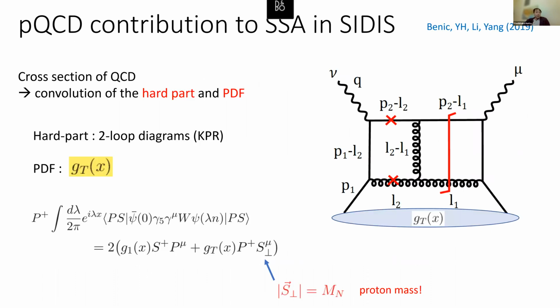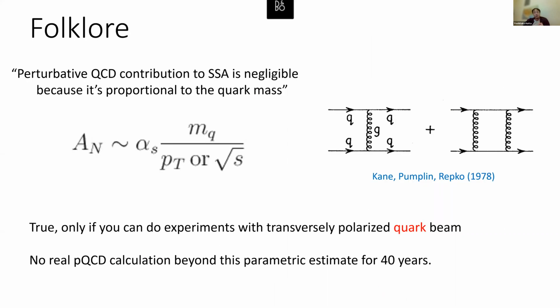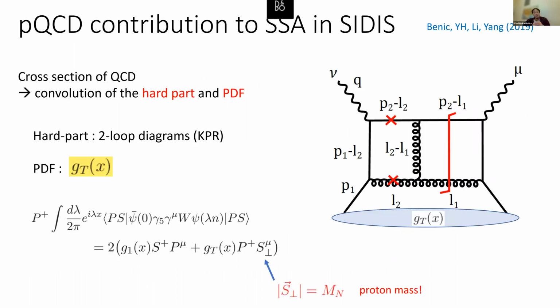So we recently revisited this issue. This is a diagram to be calculated in perturbative QCD. This is a two-loop diagram, so there's a hard part and soft part. And the hard part is the same as what was proposed 40 years ago by Efremov, Teryaev and Qiu, Sterman in the case of twist-3 in DIS. However, the soft part is different.